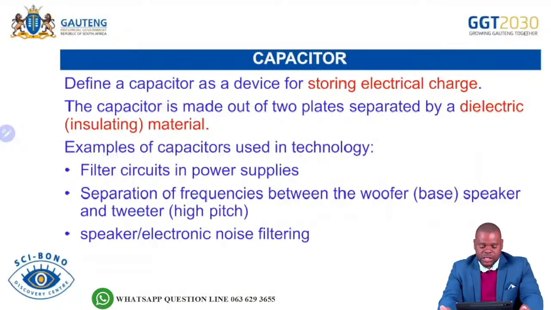And lastly, it is used in what? Filtering the noise. For instance, the reason why now, because now we have good quality capacitors, is that when you buy a sound system or a TV, you can hear the sound clearly. Unlike in the olden days, because our capacitors then were not of good quality.